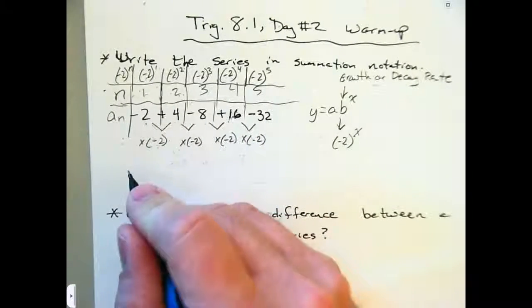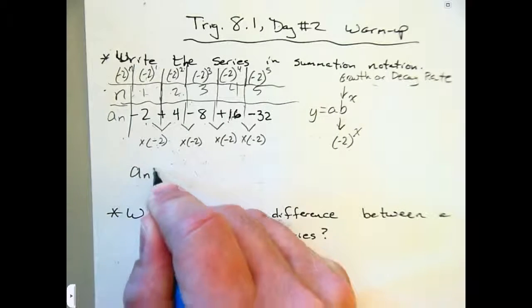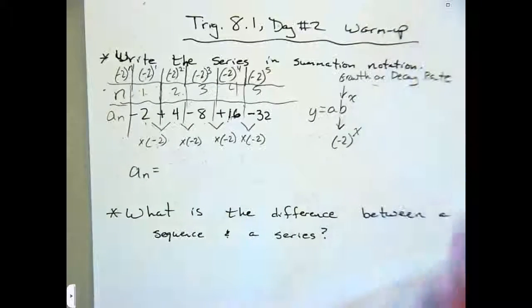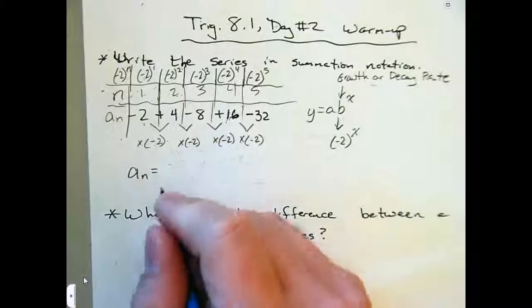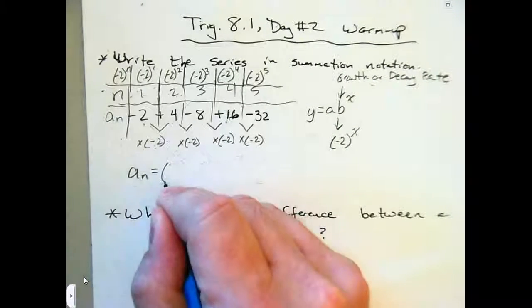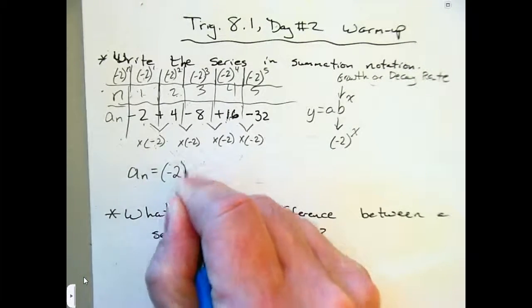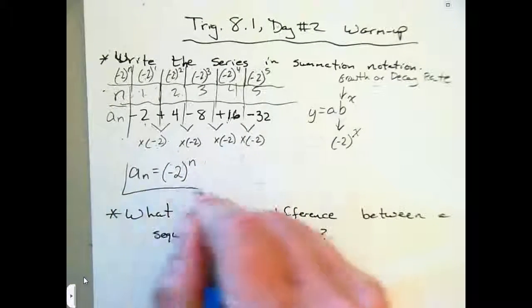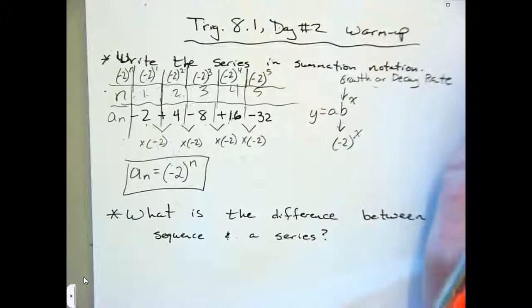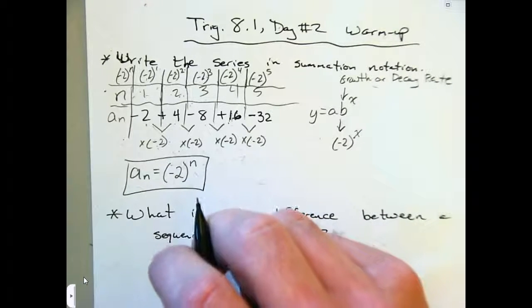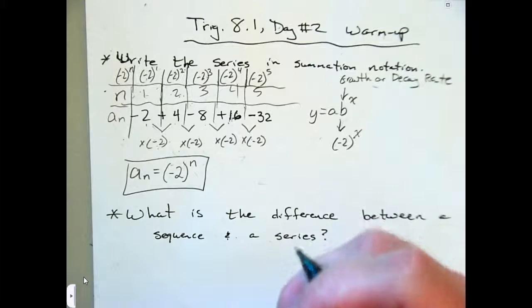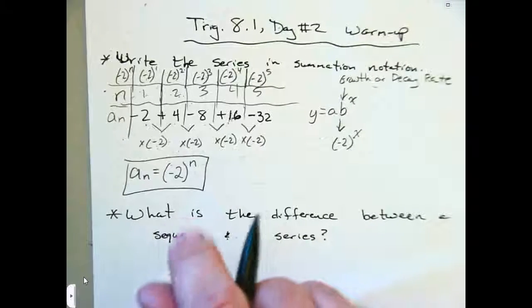So really, right now, we could say a sub n is equal to, everyone write down your equation for that. What is a sub n equal? Tell your neighbor what you wrote. Negative 2 to the power of n. There, we got it. Okay? That is what it equals. Very good? Is that what they asked us to do?